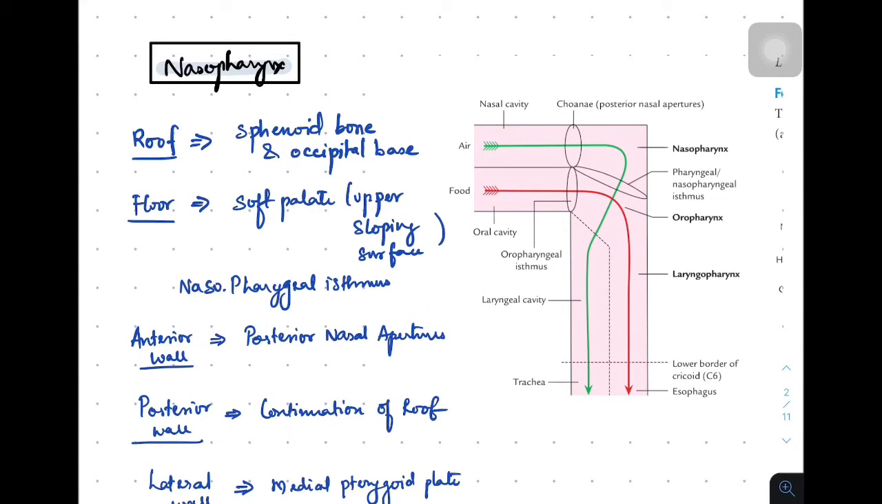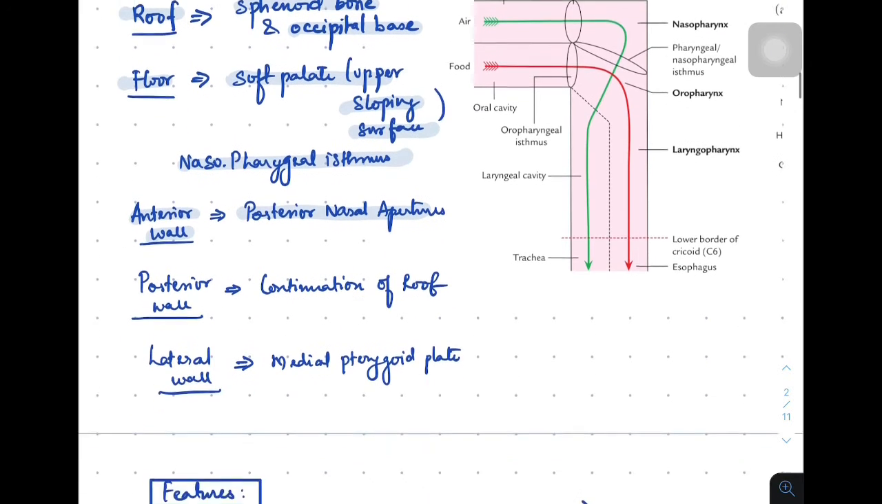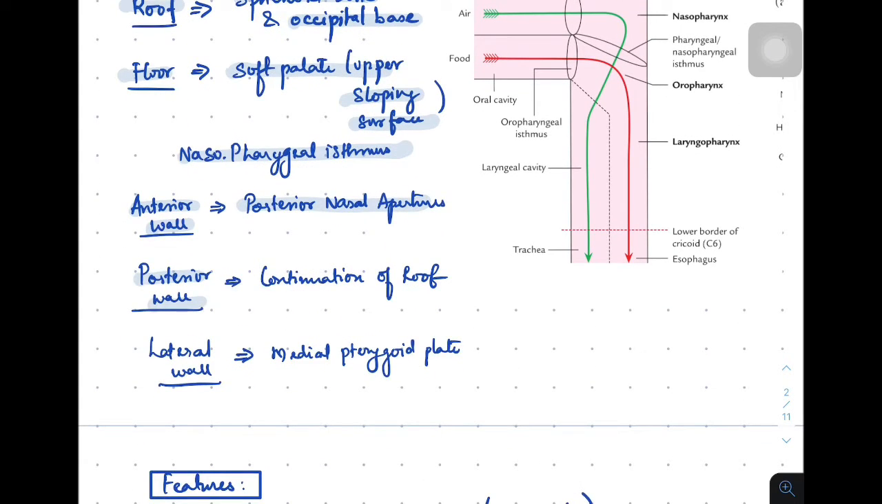This is a schematic diagram showing the boundaries of each of the subdivisions of the pharynx. Nasopharynx: the roof is formed by the sphenoid bone and occipital bone. Then the floor is formed by the soft palate, upper sloping surface, and the nasopharyngeal isthmus. The anterior wall is formed by the continuation of the posterior nasal apertures or choanae. Then the posterior wall is formed by the continuation of the roof. Then the lateral wall is formed by the medial pterygoid plate.